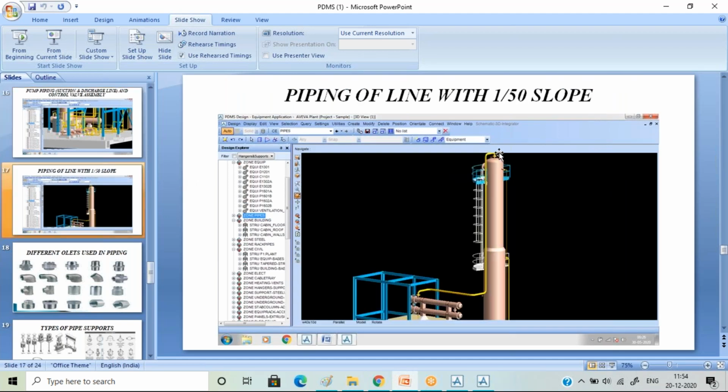So again, as I was telling, this part of piping is the one with your slope, as you can see, piping of the line with like a 1/50 slope. So this particular pipe is coming on a slope. Again, this line is very important. Modeling of this line is very important. Why? Because most of the time we support this line over here. So supporting again has to be taken care of.